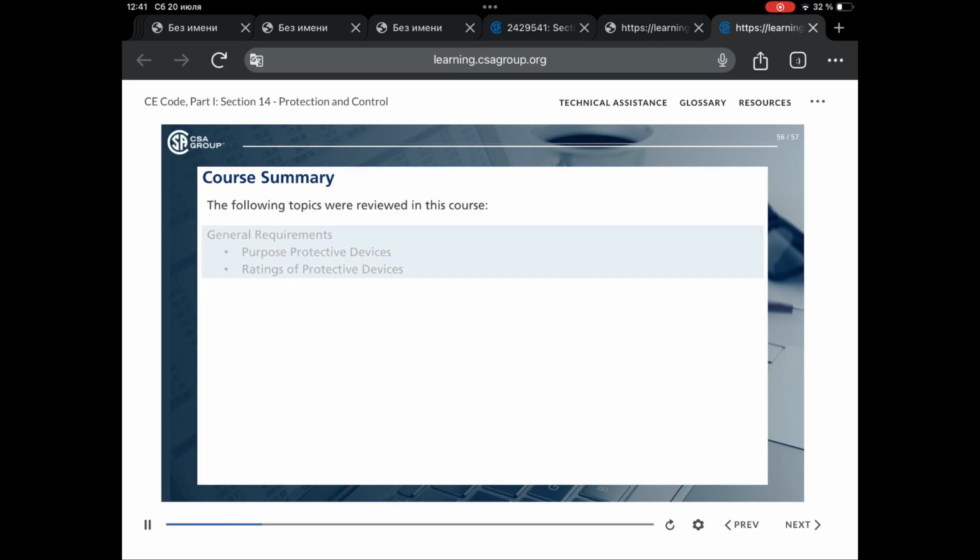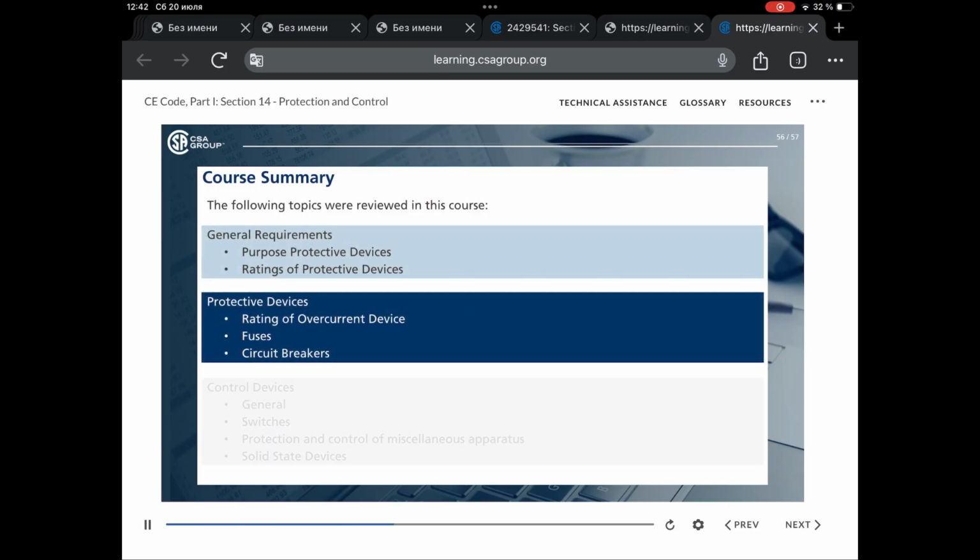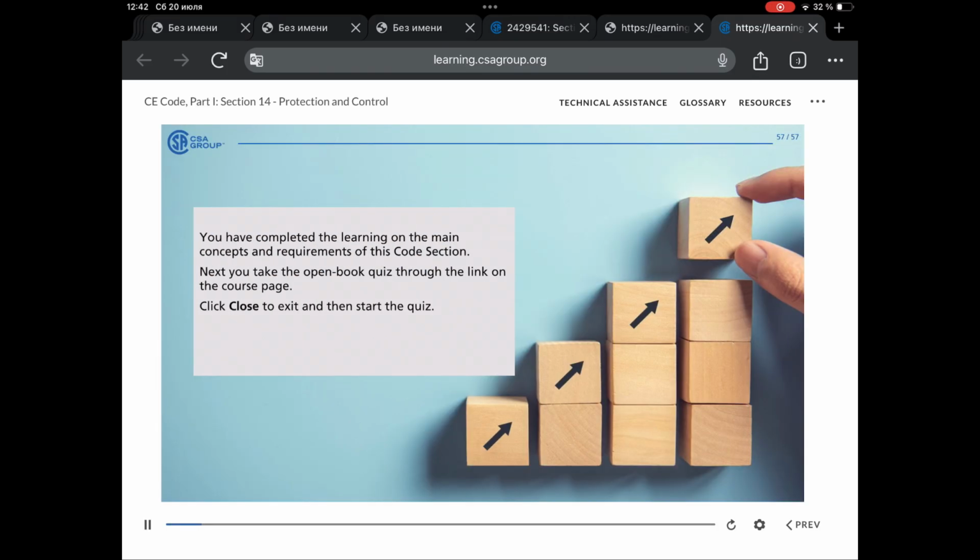You covered a lot in this course. This summary helps you to recall the main concepts and requirements of this code section. You have now completed the learning on the main concepts and requirements.